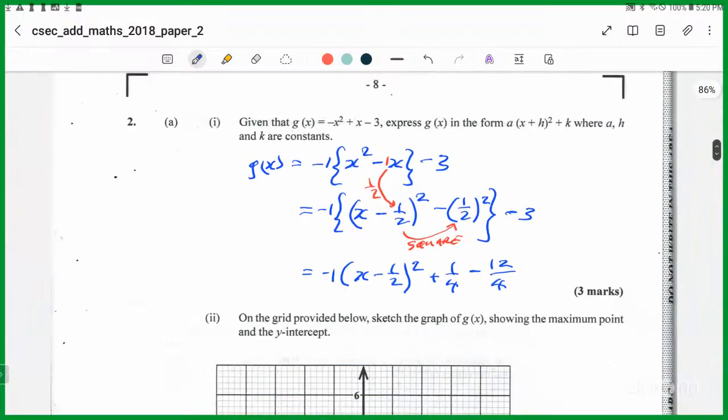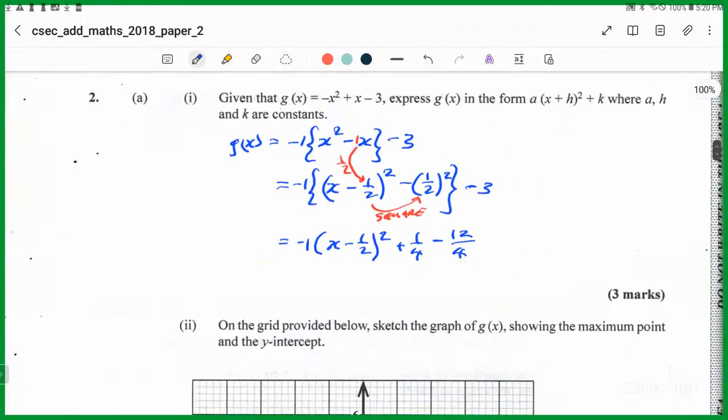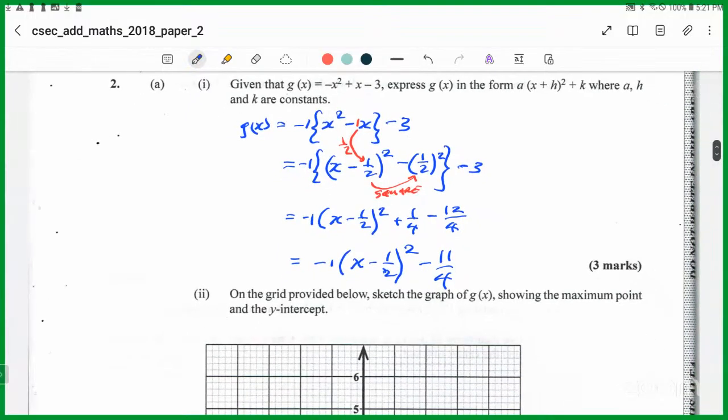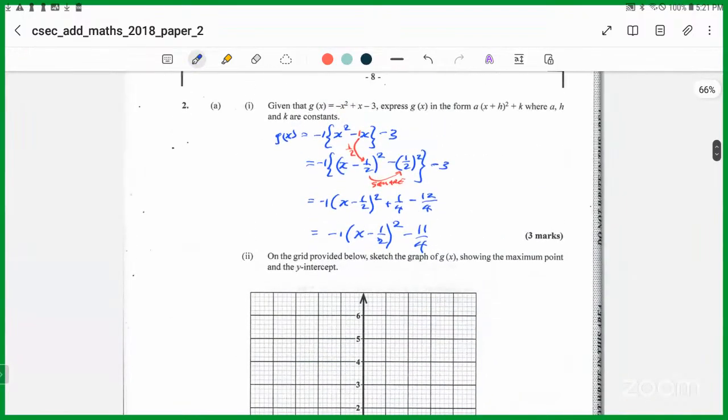And then to simplify, let me make this a little smaller and zoom in. Alright, so this then becomes equal to minus 1 into x minus half squared. And this and this becomes minus 11 over 4. And that is it. That's g of x after completing the square. Then down here says now, on the grid provided below, sketch a graph. So give us this grid to sketch a graph, right? But that's some of the key features. First, it's going to have a frown shape.